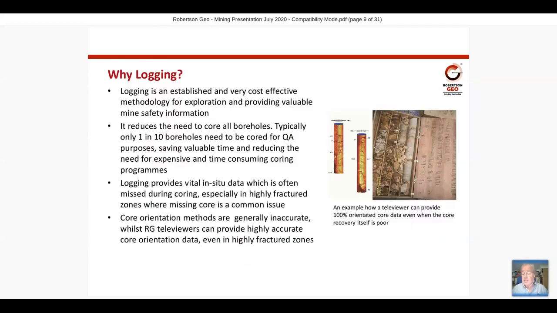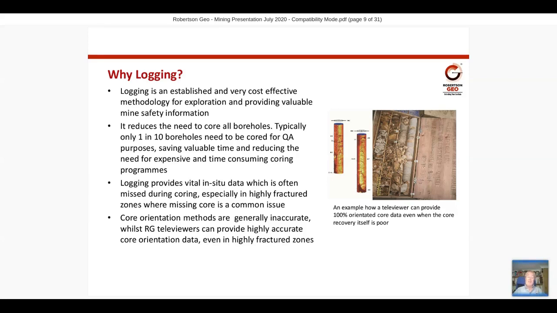Right, why logging? Why do we conduct geophysical borehole logging? Logging's a very established and very cost-effective method for exploration and ore body evaluation, providing valuable mine safety information at the beginning and throughout the project.